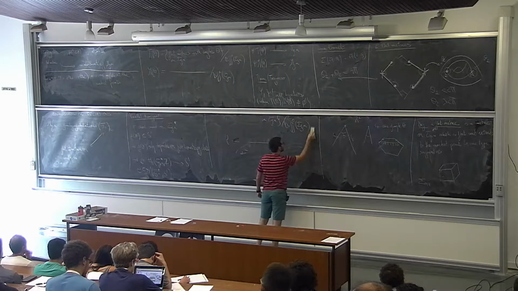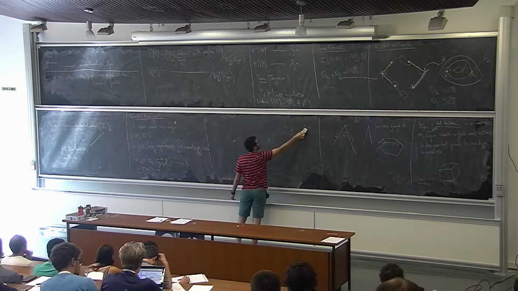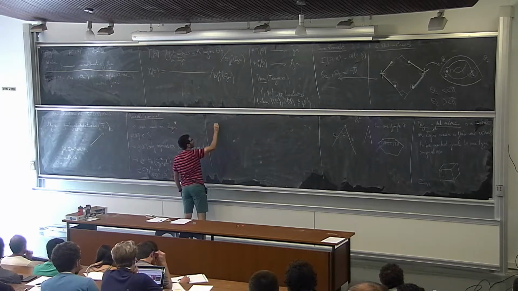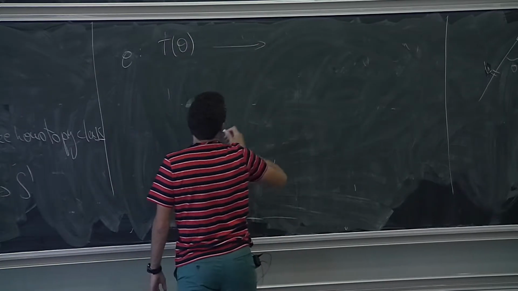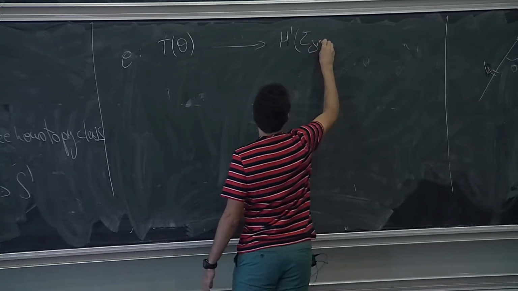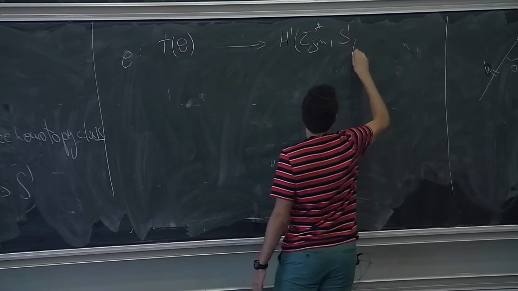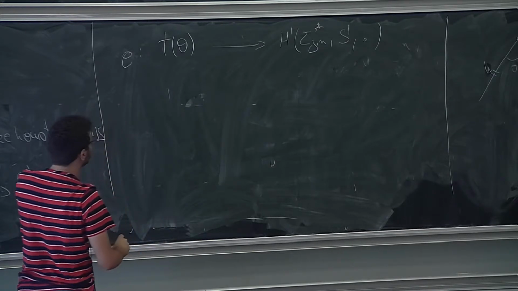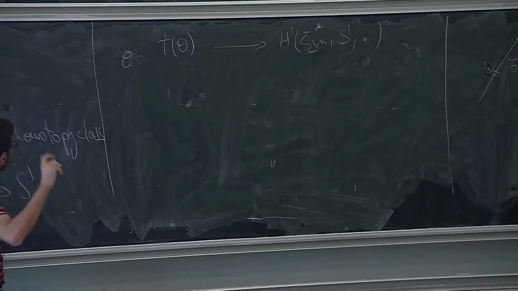And so this defines a map from T theta into this H1 with coefficients in S1. I'm going to leave a bit of room for some extra information that I'm just going to comment upon now. So this is a nice function.